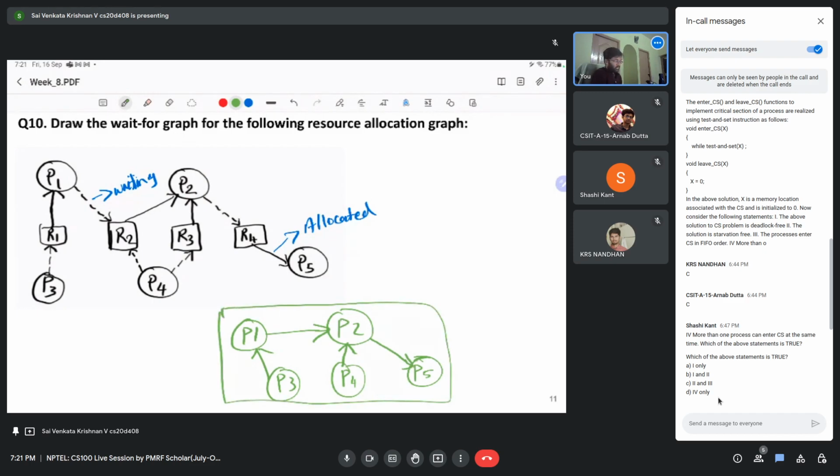So P1 waits for P2, this is for resource R2, and P3 waits for P1 for resource R1. P4 waits for P2 for both the resources R2 as well as R3, and P2 waits for P5 for resource R4. So this is the wait for graph.